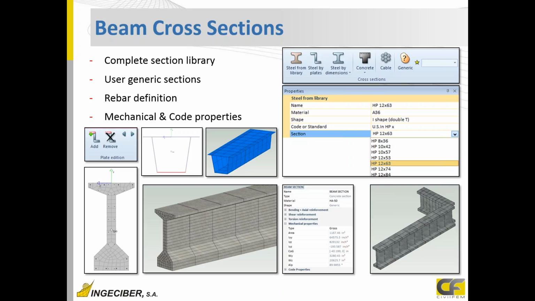But if we want to generate another shape or other section which is not in the library, we can use the steel by plates option. So here you can see we can define this for beams. We have a utility to define the different plates, and then later use this section to mesh our line and define, in this case, this bridge model with beam elements.